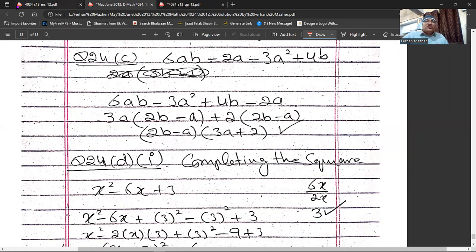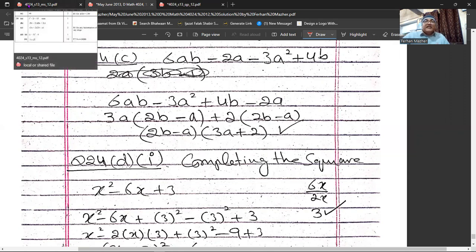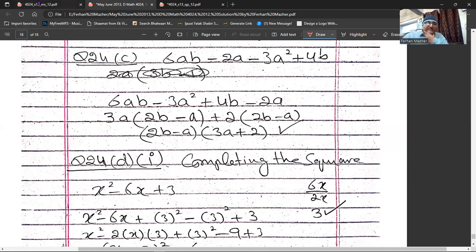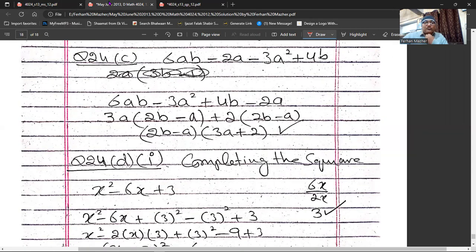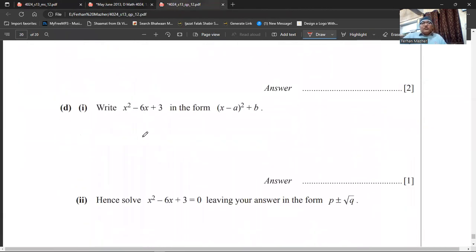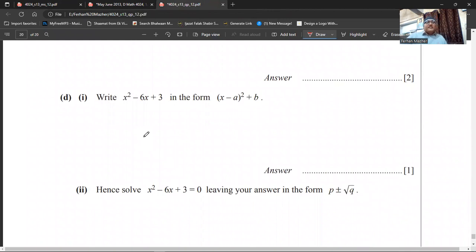So this is how you do this factorization. This is question number 24 and C part. Let's check the answer. So 2b minus a into 3a plus 2. Yeah, our answer is right. Okay. Question number 24 and its D part as first portion.